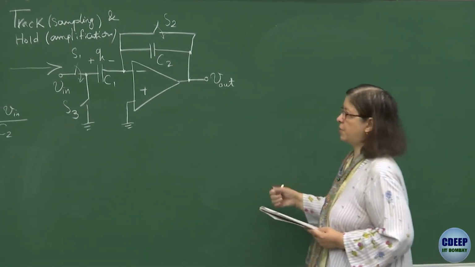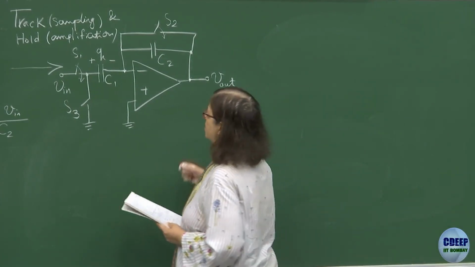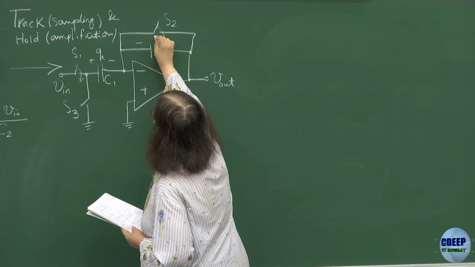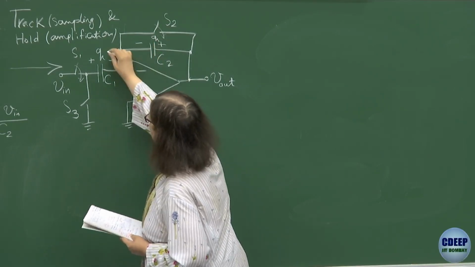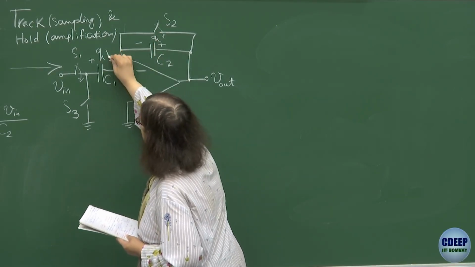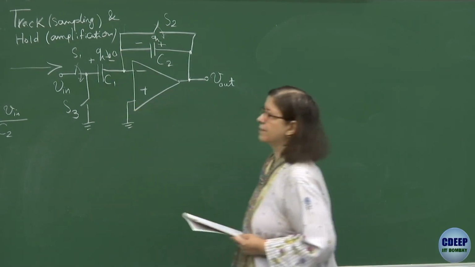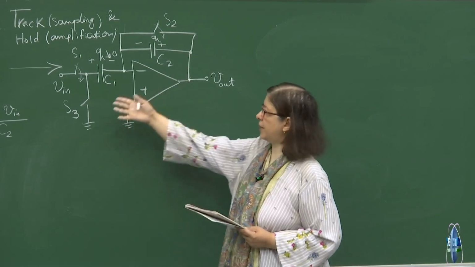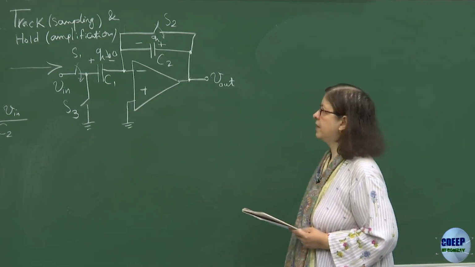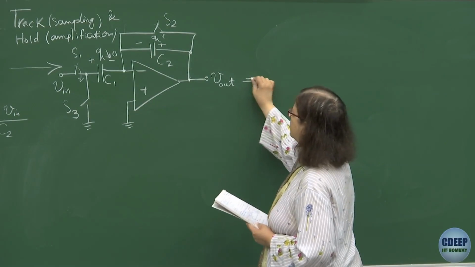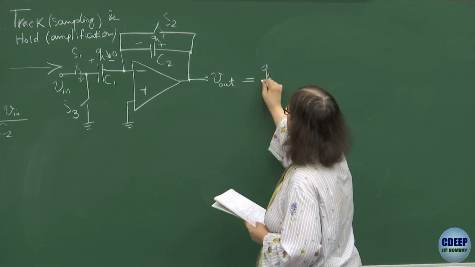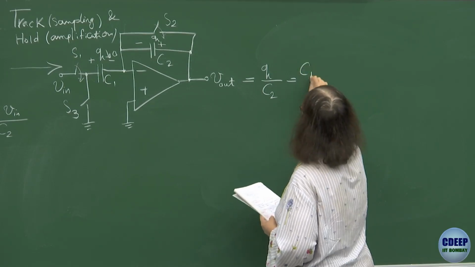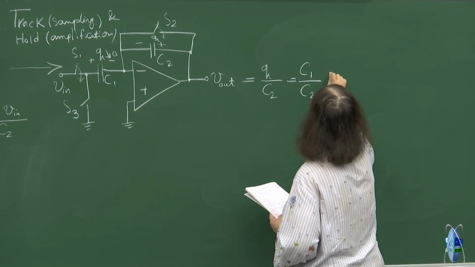Now this Q is discharged into the capacitor C2. So now the C2 charge becomes Q, and Q on C1 goes to 0, when I open S1 and S2 and close S3. Now what would be the Vout? Vout will be Q over C2, and Q is C1 times Vin, so you will have C1 over C2 multiplied by Vin.